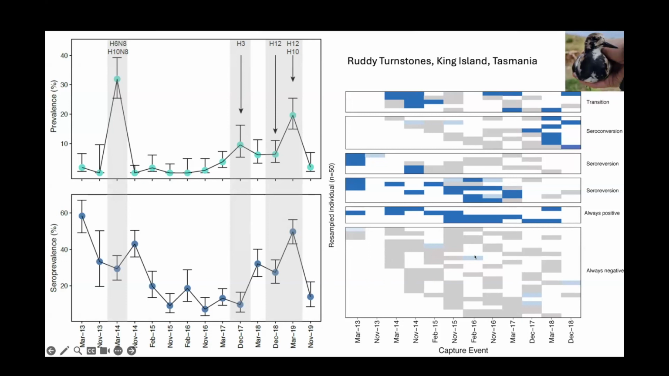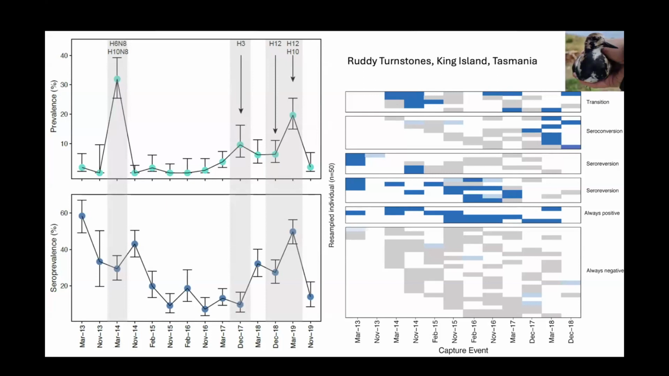This light blue color means it was right at the threshold between negative and positive, but we'll call them negative for here. We have a small proportion of birds that are always positive. We have some in which we see seroreversion. So they were positive in the beginning and then they become negative. So they lose those antibodies. Others seroconvert. So they were negative in the beginning, but become positive, presumably because they've been infected. And then we've got a few birds that are in this transition. They're positive one time, negative the next time, positive the next time.